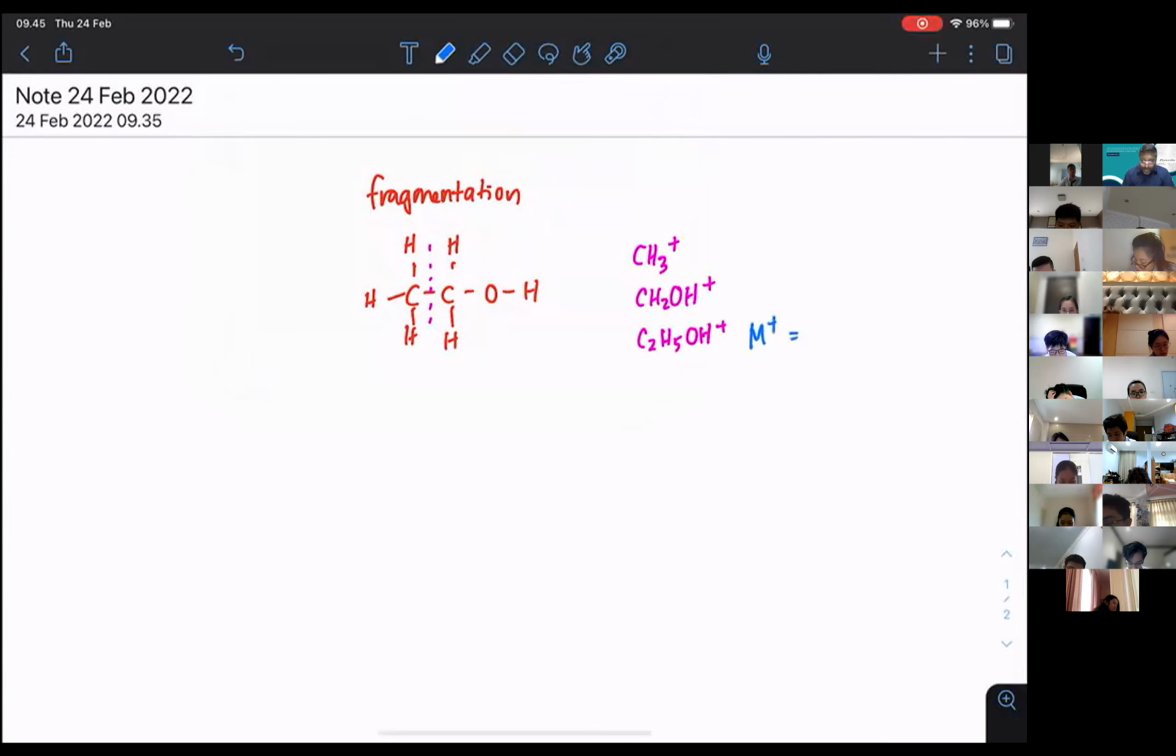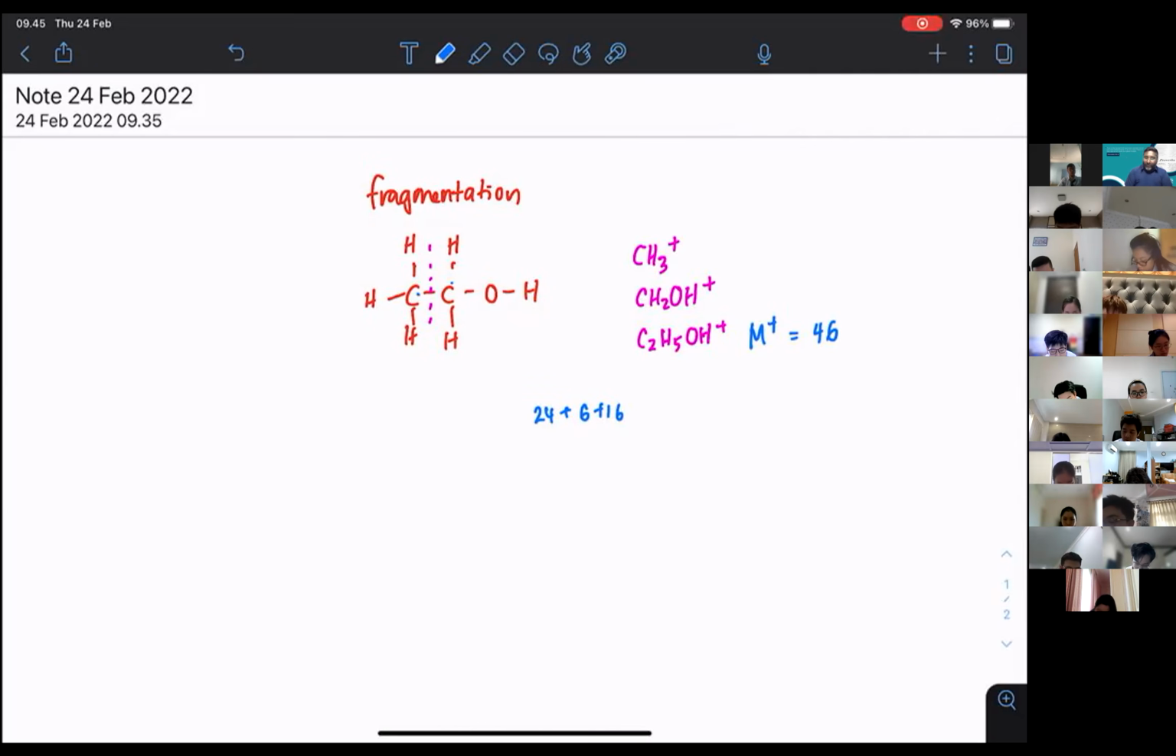If you count, this is 12 plus 12, 24. 24 plus 6 for the hydrogen, and then plus 16. So that is going to be a total of 46. So 46 for this is going to be known as the molecular ion. So they call it M.